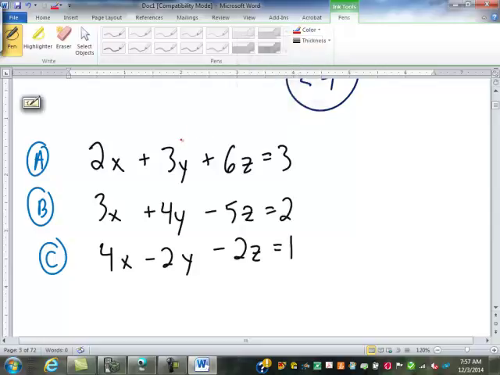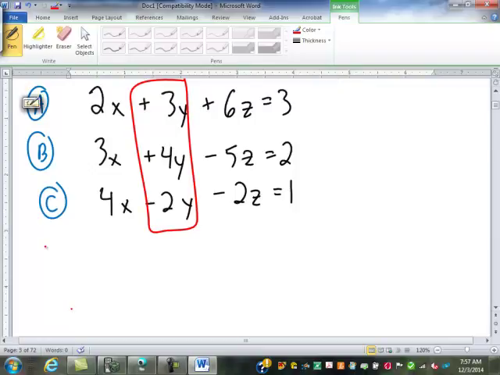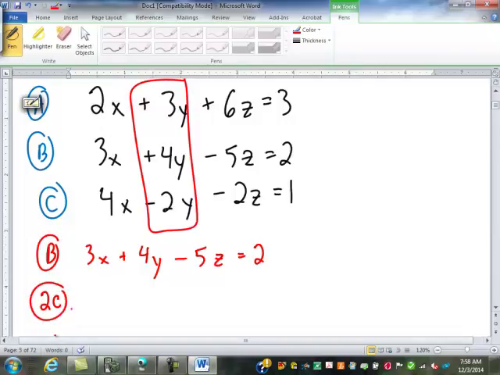So what that means is I'm going to get rid of the y in the equations. I am going to start out with equation B: 3x plus 4y minus 5z equals 2. What should I use along with equation B? Not just C, but 2 times equation C. Very good.